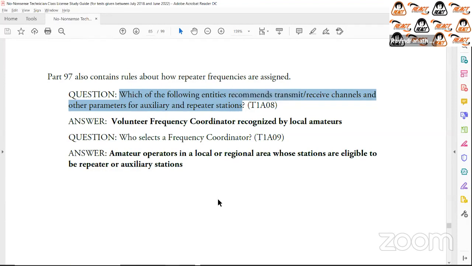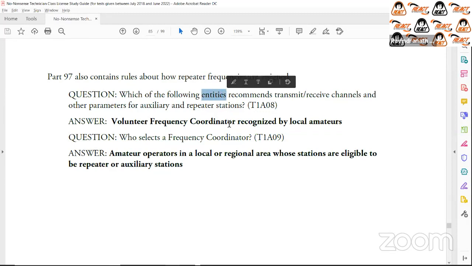All right. Moving right along to how repeater frequencies are assigned. Which of the following entities recommends transmit or receive channels and other parameters for auxiliary and repeater stations? So let's dissect this question a little bit. They're asking which entity recommends transmit and receive channels or frequencies and other parameters. Parameters is simply another word for settings, other settings for auxiliary stations and repeater stations.